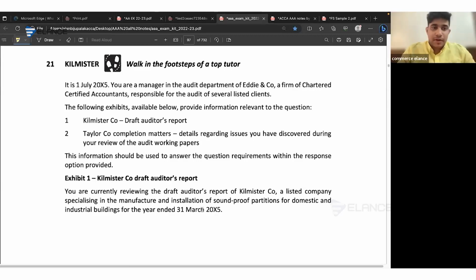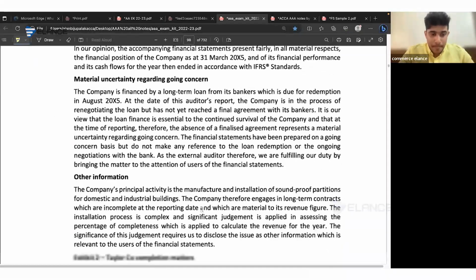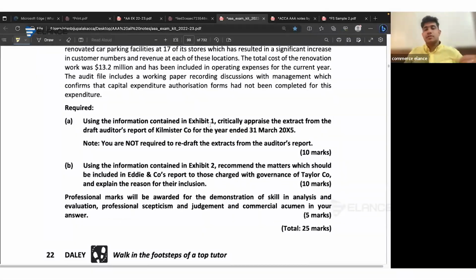Yes, so let's start with a new question. It's Kilmister. Requirement A: using the information in Exhibit 1, critically appraise the extract from the draft auditor's report of Kilmister for the year ended 31st March 2015. It's a 10-mark question. You are not required to redraft the extract from the auditor's report. They have told us we are not required to redraft the report. Instead, we are only required to critically appraise the report.